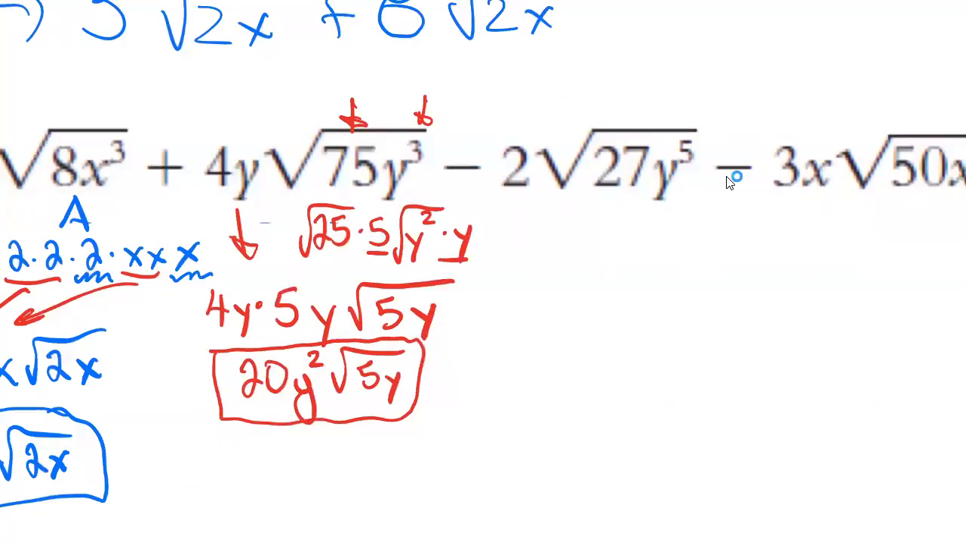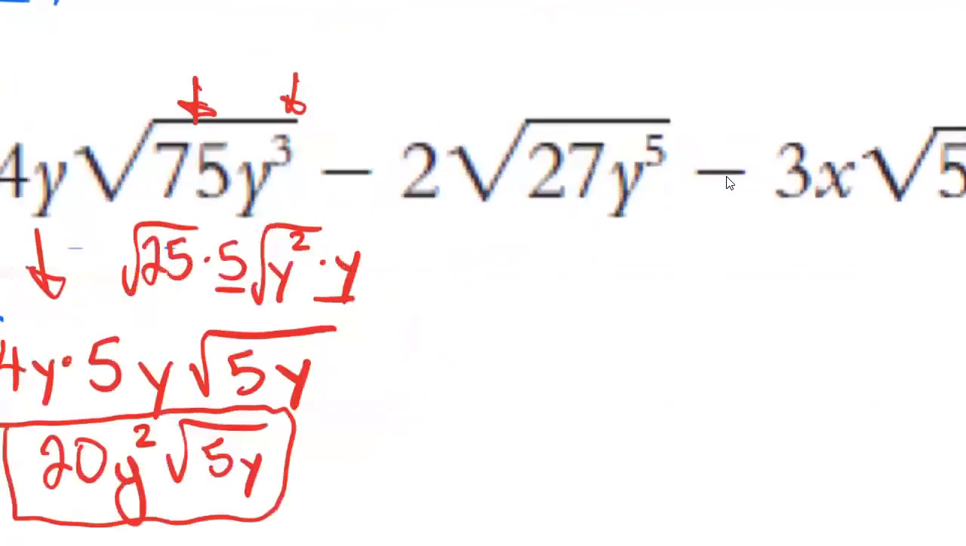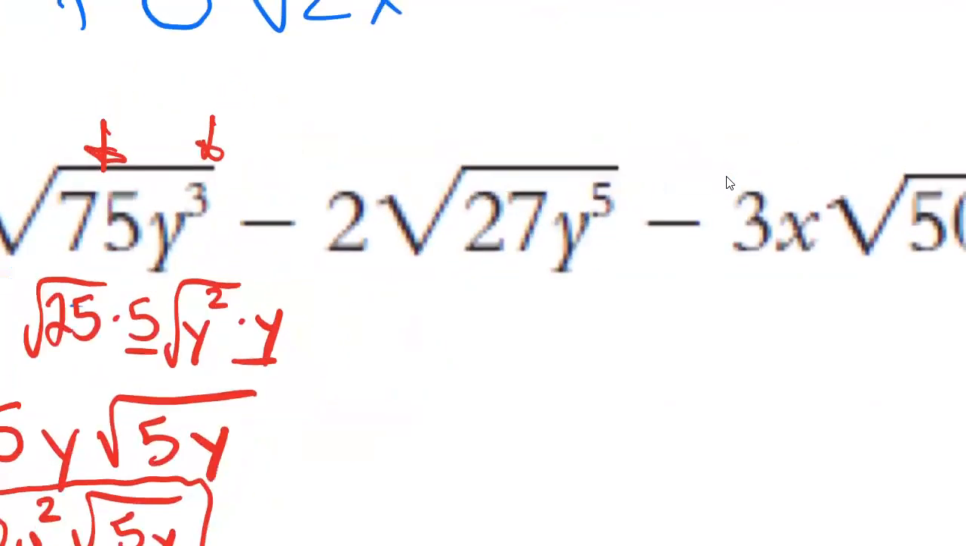Third term, -2 square root 27y squared. I do this using prime factorization. I know that 27 is 3 times 3 times 3, so I can just simply go right to that. And I know that y cubed is 3 y's.